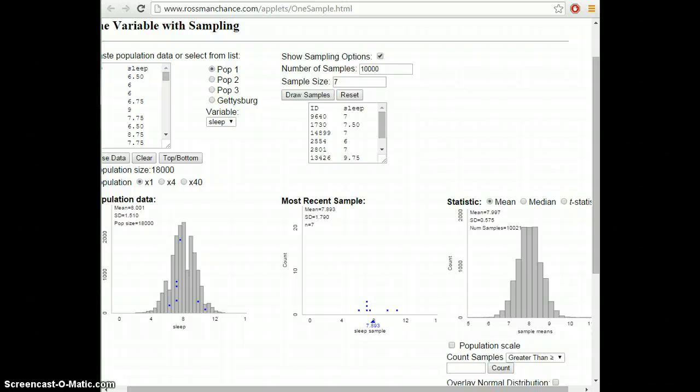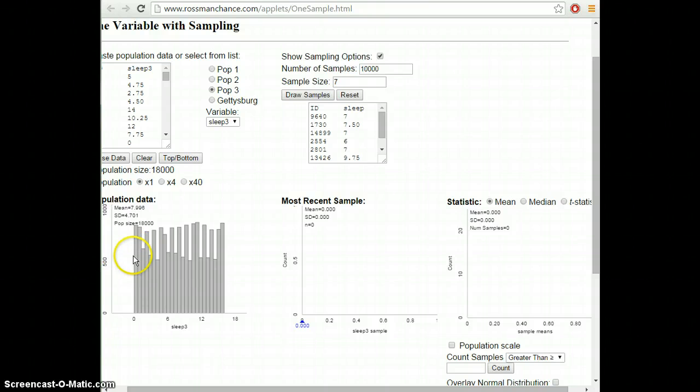Let's see. Okay, so population 3 now. So notice this is very much not a normal distribution, not a bell-shaped curve. And we're going to change the sample size to 100. Okay. So we're trying to figure out what the graph at right will be.